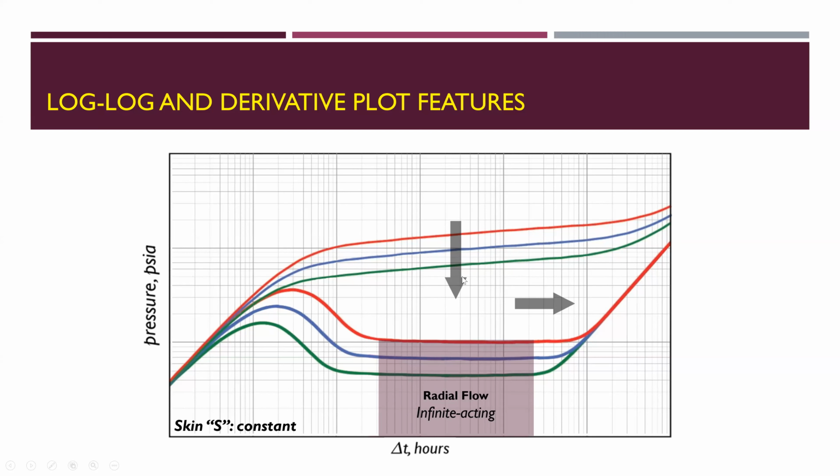So the higher the permeability, the faster you will feel the pressure response. The lower the permeability, it will take time until you feel the real pressure response. This is why this curve here represents the higher permeability. However, this curve represents the lower permeability.